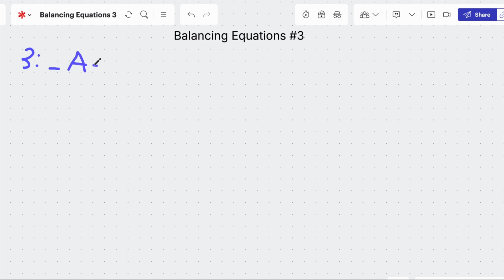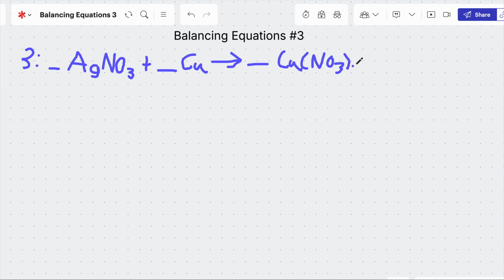But okay, so we're starting with silver nitrate, AgNO3, plus Cu. This is very similar to the last one we did, like that word problem. Makes Cu(NO3)2 plus blank Ag, silver. All right, so set up our chart.